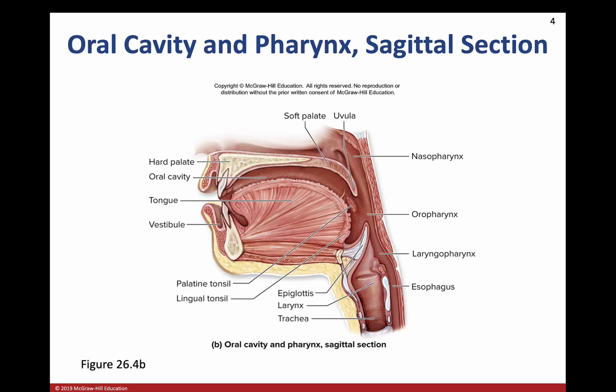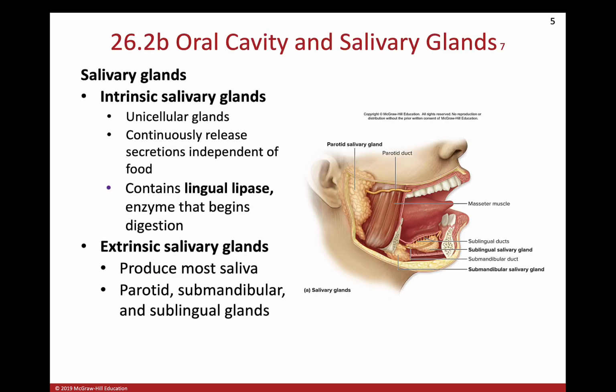Now here we're basically looking at a sagittal section of the oral cavity and the pharynx. And note, we have addressed some of these structures previously because remember, the pharynx is actually shared with the respiratory system. So once again, we've covered a lot of this previously, but the emphasis now will be on the structures of the oral cavity primarily, as the pharynx has been previously addressed.